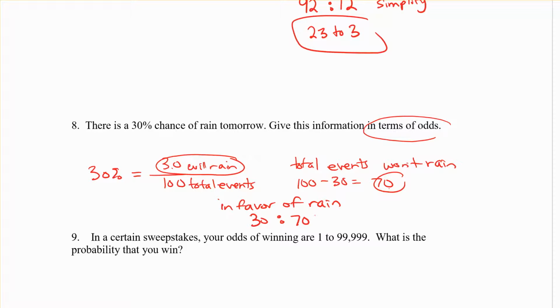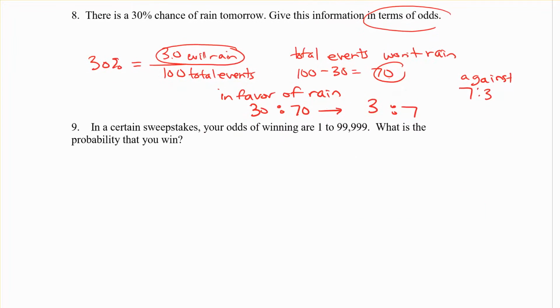So 30 to 70. 30 and 70 are divisible by 10, so we can simplify the odds as 3 to 7. If we wanted to find the odds against rain, we would just switch this around, and the odds against would be 7 to 3.